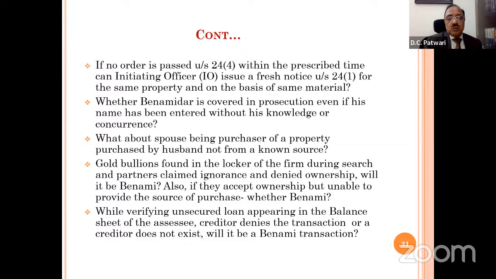While verifying an unsecured loan appearing in the balance sheet of the assessee, the creditor denies the transaction or the creditor does not exist. Will it be a Benami transaction? The loan appearing in the balance sheet is basically to be treated under Section 68 of the Income Tax Act, where the creditworthiness, existence of the creditor, genuineness, all factors are to be seen. If that is proved to be not correct, then the addition can be made under Section 68. But just on the basis of an unsecured loan appearing in the books and the person denying the transaction or the creditor not existing, it may not be treated as a Benami transaction.